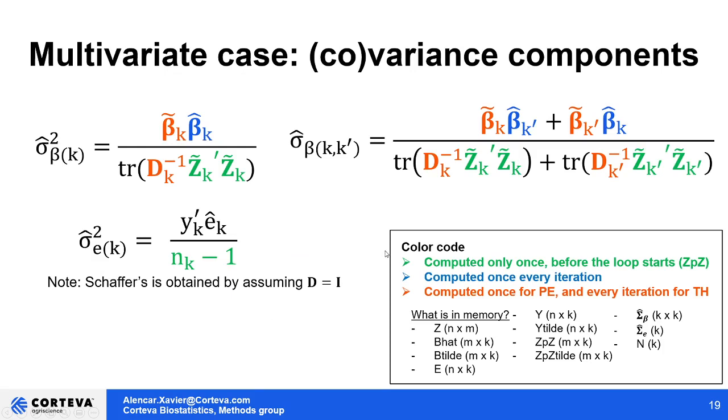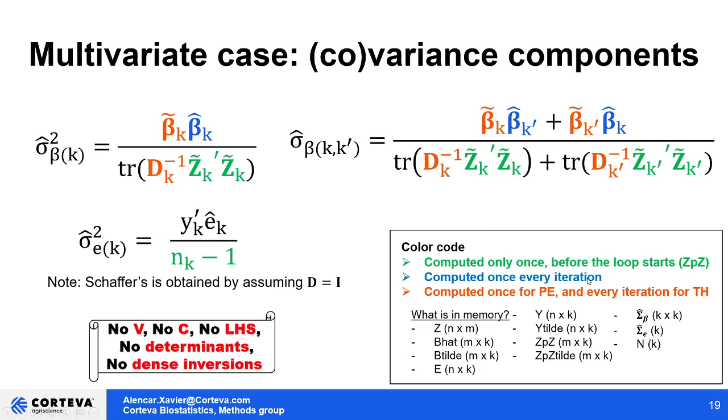Now, in the multivariate case, the solutions coming from Schaeffer's and Van Raden's are rather simple, right? The only difference between Schaeffer's and Van Raden's is that Schaeffer would assume that the D matrix is just an identity. So all we have to do does not necessarily involve any inversion. It's just computed from sums of squares and from the trace. So you don't even have to build the whole matrix, you just compute the diagonals straight up. You do have some matrices in memory, but not nearly as many or as large as you need for a REML calculation. The only thing that you have to compute beforehand is the Z prime Z.